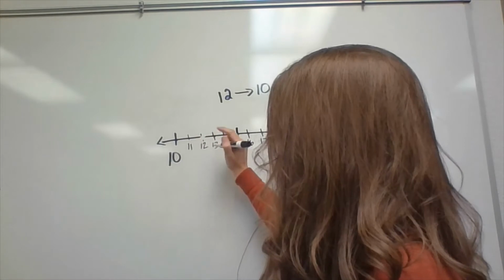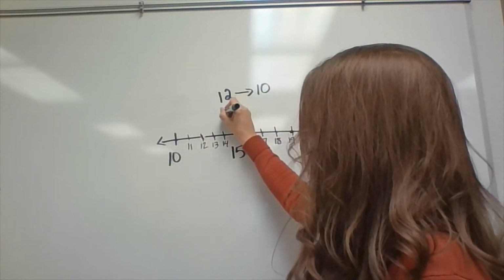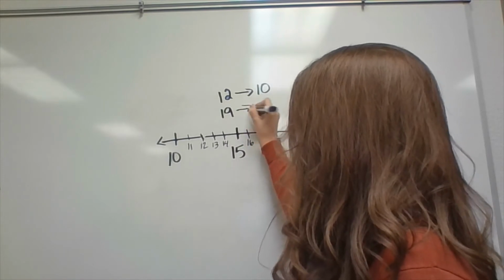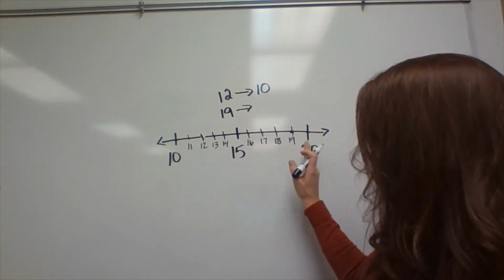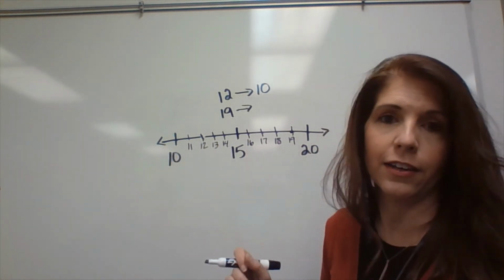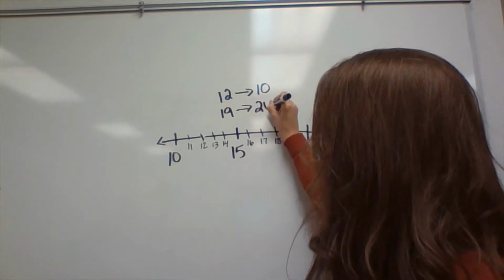Okay, let's look at a different number on here. Let's look at the number 19. If I have the number 19 and I want to know what it's going to round to, where is it closer to? Is it closer to the 20 or is it closer to the 10? And I can see it's way closer to the 20, right? So 19 would round to 20.